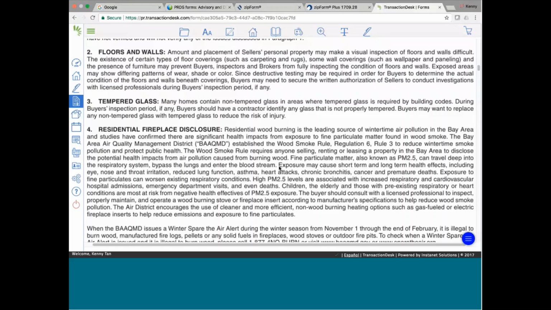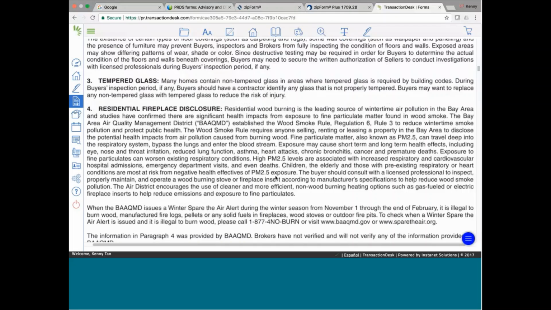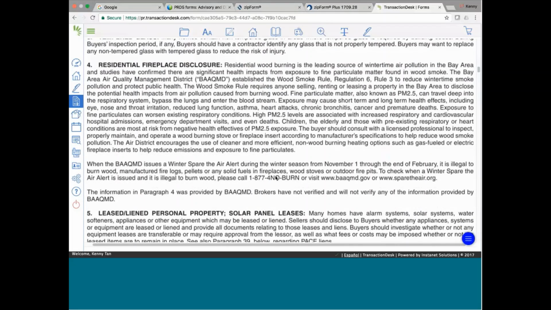This one is just talking about people burning wood during the winter months, and actually it has some health consequences. So anyone here use wood to keep warm? What do you use? Gas? Heater. Okay. I don't use firewood anymore.